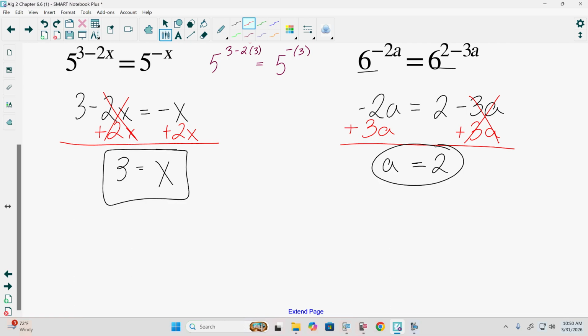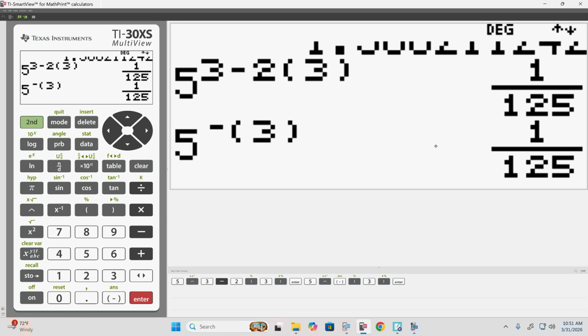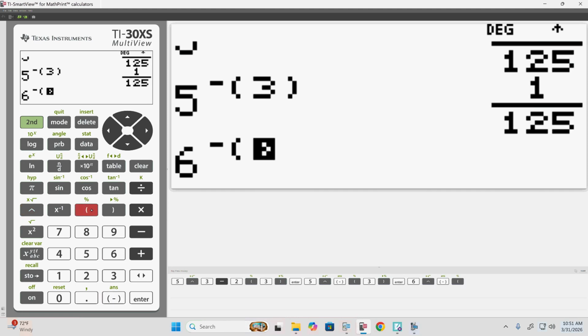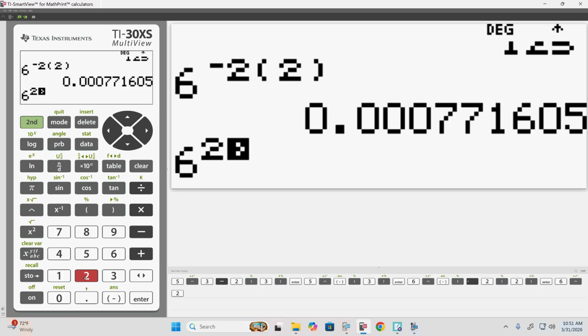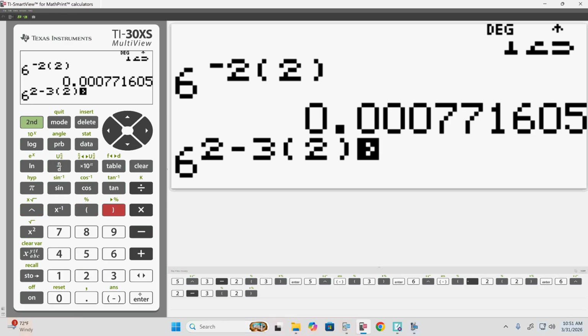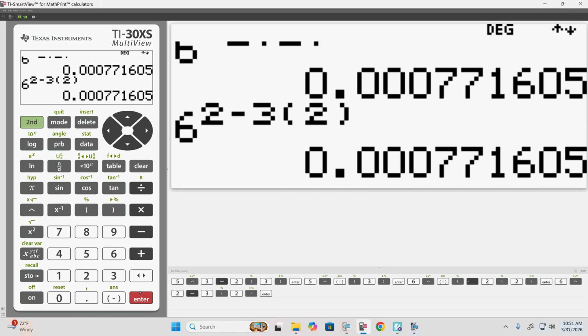If we did add 2a to both sides, we would need to subtract 2 and then make sure a is positive. But either way, we should get that a is equal to 2. And we can check this here. We can go 6 to the negative 2 times 2 and get this here. And then we go 6 to the 2 minus 3 times 2. And even though it gave us a decimal, it gave us the exact same decimal for both sides. So that is the correct answer.